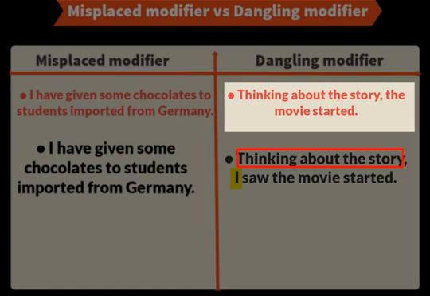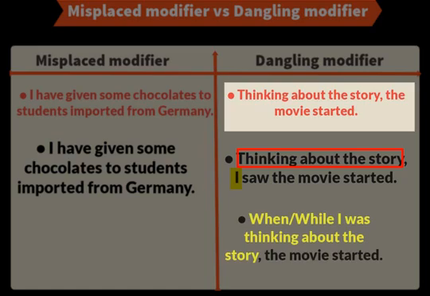All right. Or we can change this present participle phrase into a dependent clause. We can say, when I was thinking about the story, the movie started. Or while I was thinking about the story, the movie started. Now this present participle phrase has been changed into a dependent clause. When I was thinking about the story or while I was thinking about the story. All right. So that's how we correct our dangling modifier.